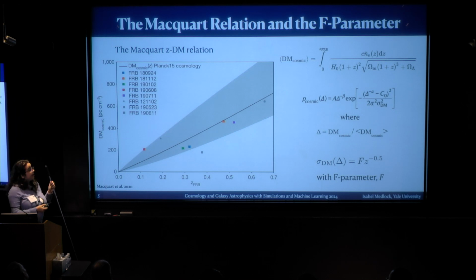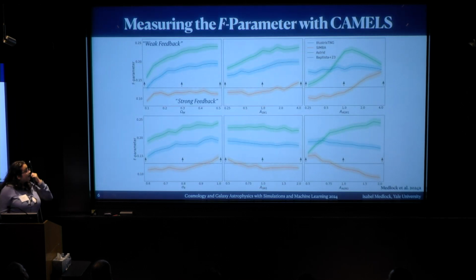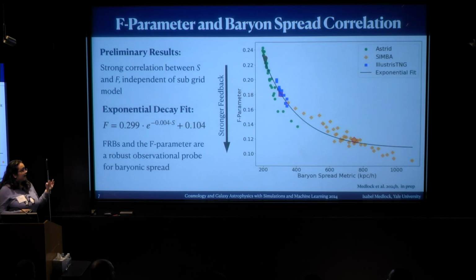So in my first paper, I also measured the F parameter for all the simulations in the original 1P sets of TNG, Simba, and Astrid in CAMELS. And we looked a bit at why we saw these different trends. But the main point I want to get to is that after this, we were thinking about Matt's paper and baryon spread, and we were wondering if the F parameter could trace baryon spread, because it seems intuitive that the F parameter really depends on how far baryons are spreading away from halos. So it seems intuitive there should be a relation, and we found a very strong correlation between the median baryon spread as calculated by Matt and the F parameter.